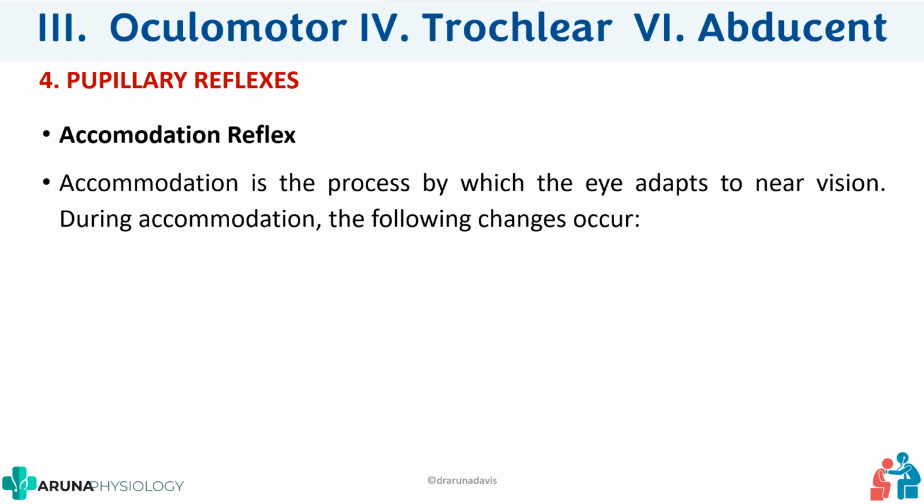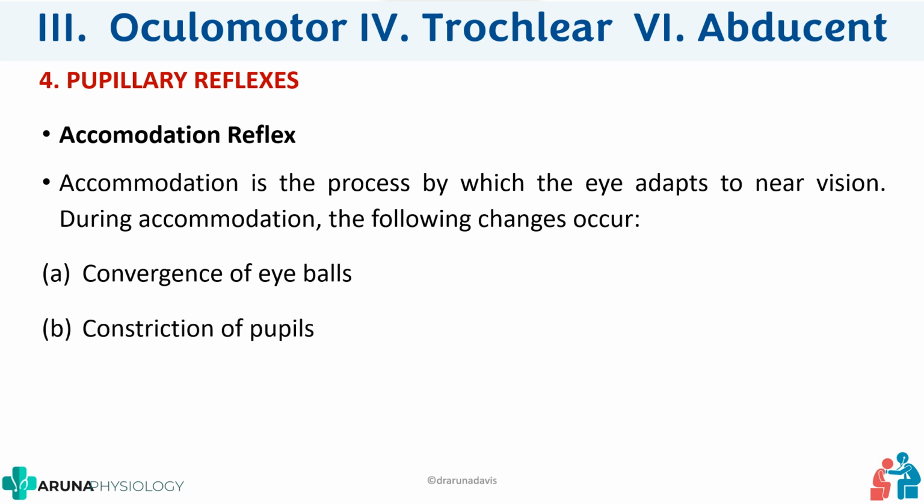What are the different adaptations or changes that occur? There will be convergence of the eyeball, constriction of the pupil, and increase in the curvature of the lens. I usually remember this as the 3 C's. What are the 3 C's? Convergence, constriction, curvature. These are the 3 changes that occur during accommodation reflex.